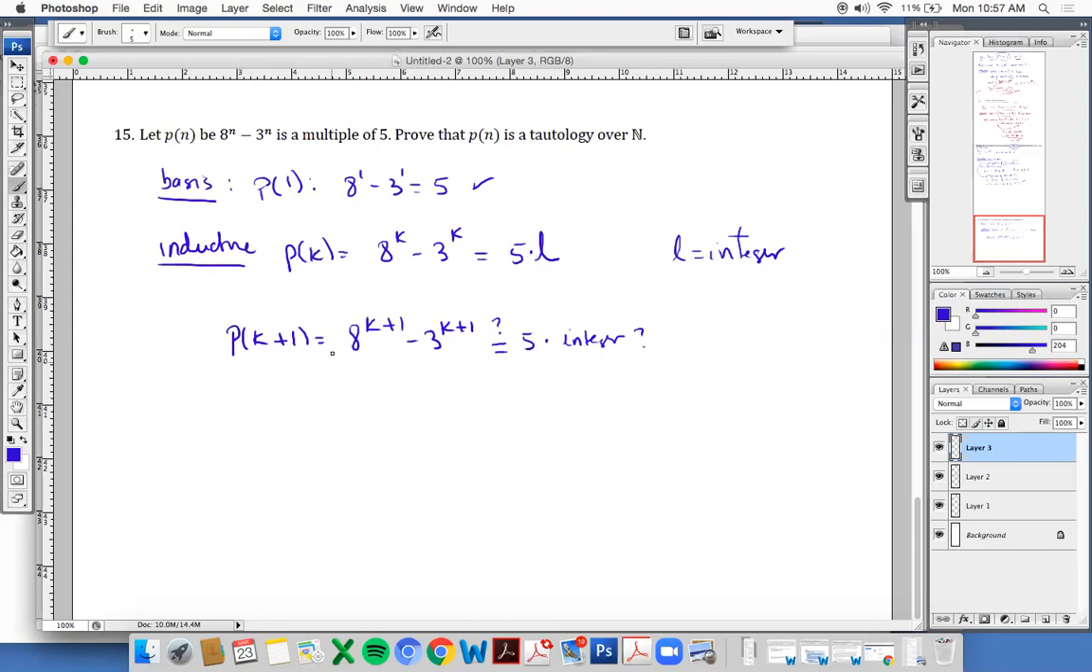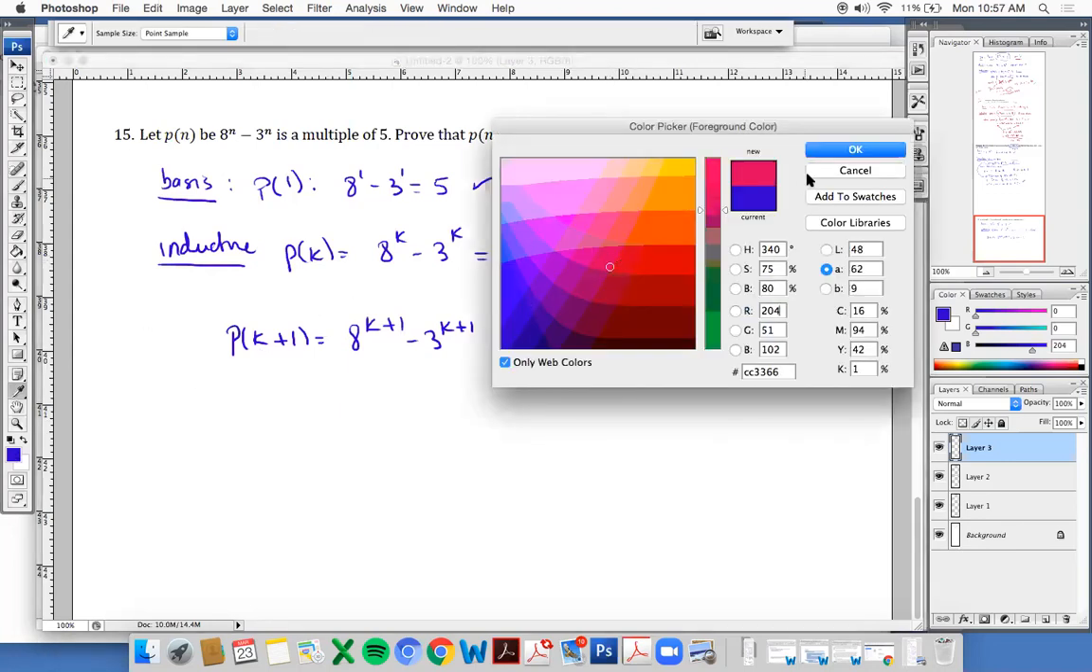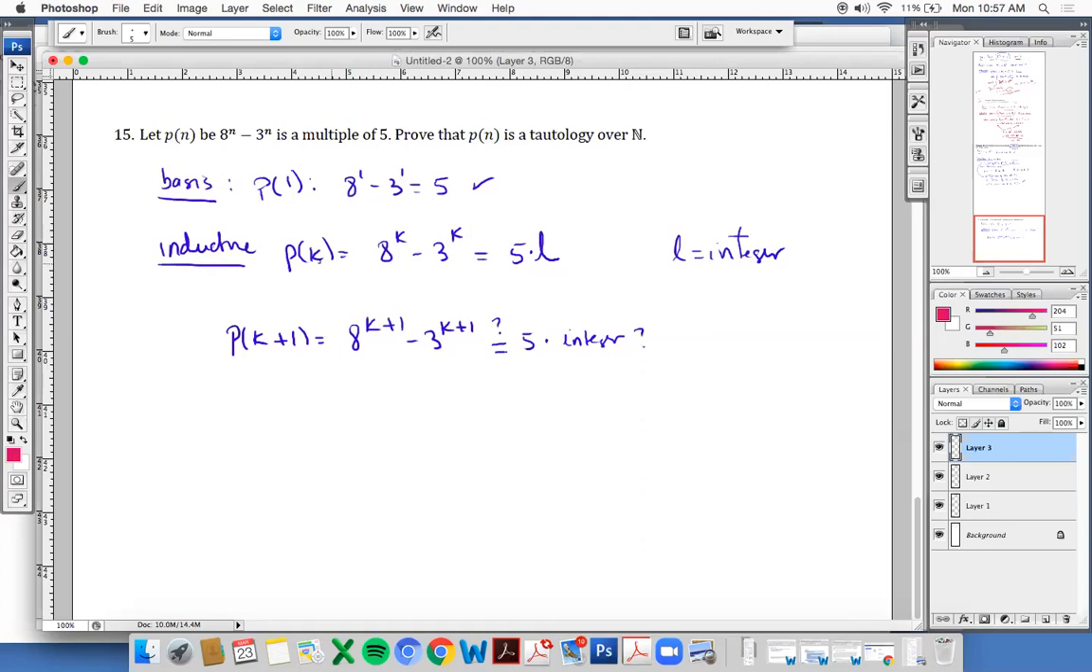That's the question. A good method for this is substitution, just like we've done a lot with the other inductive proofs. Here you can solve for 8^k, so that's 5l plus 3^k, and then plug it in. We can break this up as 8 times 8^k minus 3^(k+1), and we want to replace this part by this part, do some algebra and rearrange it, to show that I'm going to end up with 5 times some parentheses of things that are integers. So that's a good strategy here.